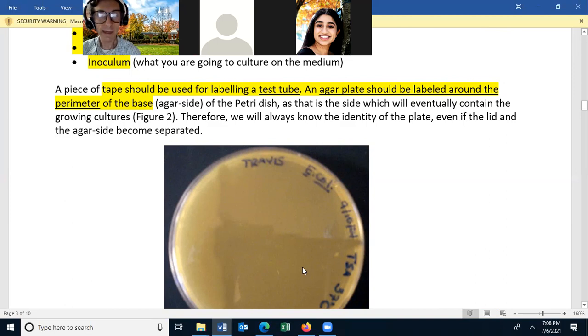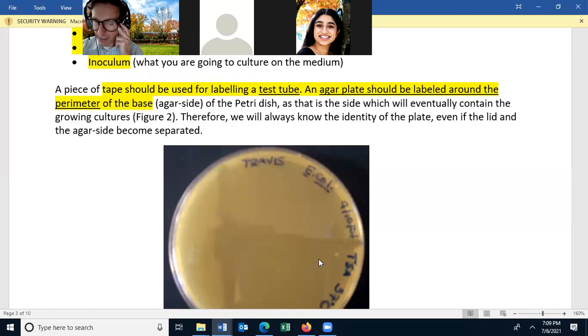Another reason for writing on the bottom of a Petri dish is, I don't know if you can see this, that you will grow your plates in an incubator upside down. And so you can read the bottom of the plate because it's upside down. And that's just fortuitous, meaning it's not designed that way.